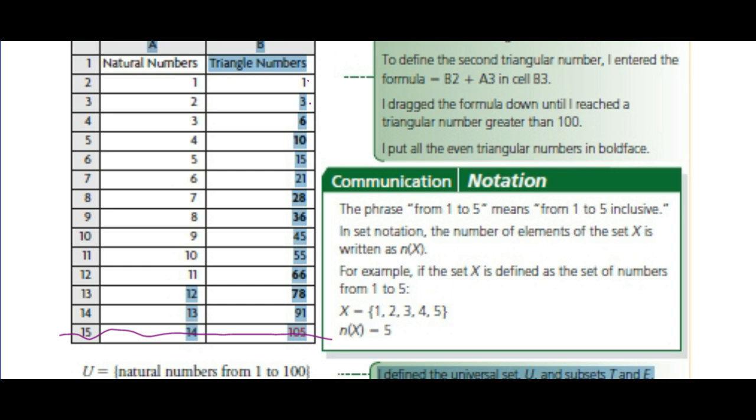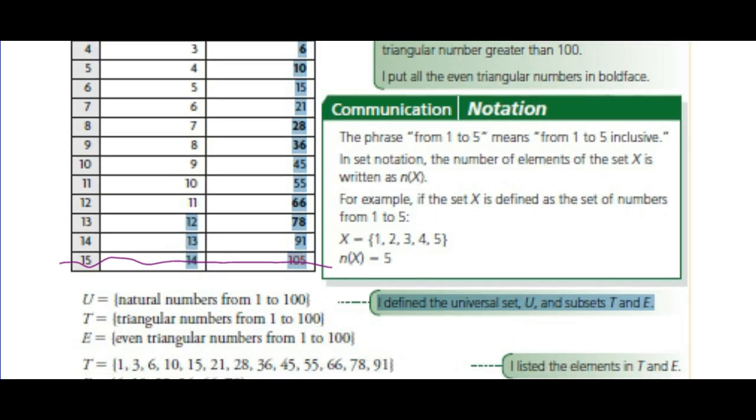The phrase from 1 to 5 means 1 to 5 inclusive. In set notation, the number of elements of the set X is written as n(X). So if we say the numbers from 1 to 5, we are including the 1 and including the 5, right? Because sometimes this can come into doubt, right? And sometimes there are questions that come up on the exam that we discuss before the exam gets to you guys, and we say, well, wait a second, let's make sure the wording is clear so they'll know. But they're saying here, you say from 1 to 5, you're including the 1, you're including the 5, right?